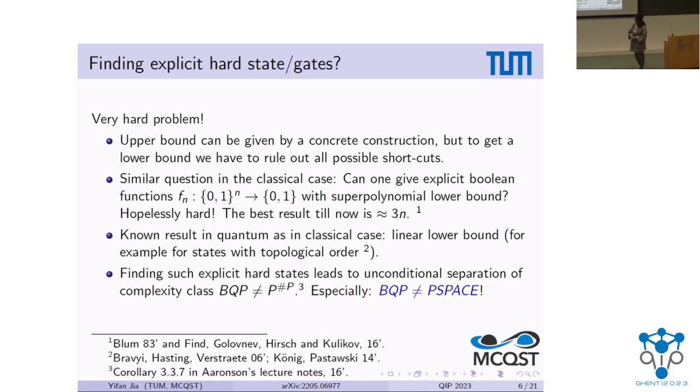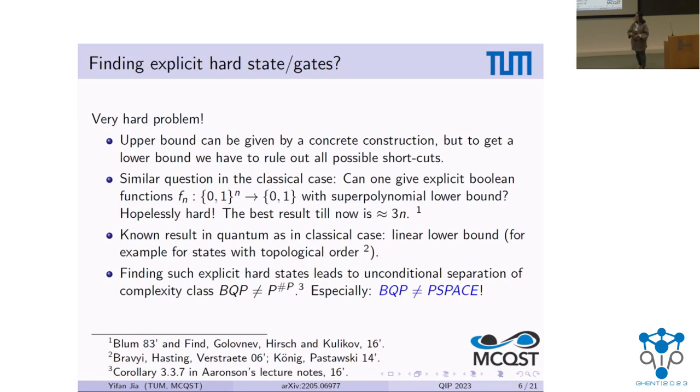Moreover, in Aaronson's lecture notes, they prove that if you can manage to find such explicit hard states, it really leads to unconditional separation of complexity classes. Just think of you have such a state that is not in BQP, but it can be shown that it can be done in P sharp P. So in particular, P sharp P is a subset of PSPACE, which means you can literally prove that BQP is not equal to PSPACE unconditionally.